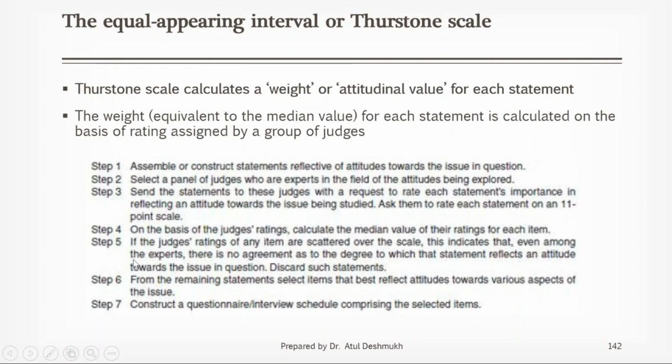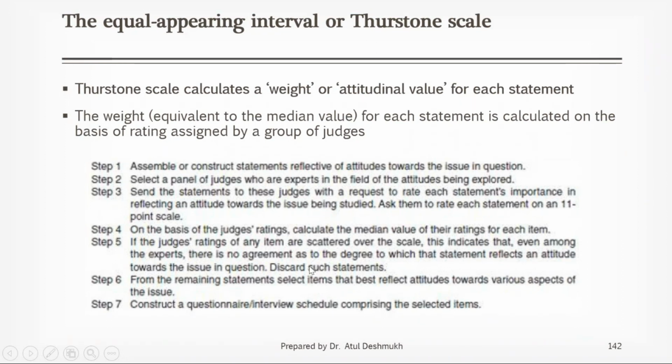So I will read it once again. If the judges' ratings of any items are scattered over the scale, meaning the 1 to 11 scale, one is marking 2, another is marking 5, and one more is marking 11, that is scattered over the scale. This indicates that even among the experts, there is no agreement.